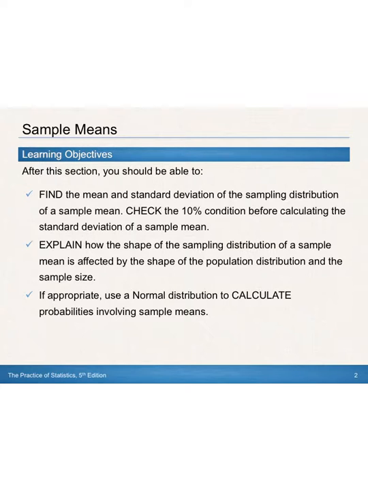So once we figure out what condition needs to be met, we will have the formulas for finding the mean and the standard deviation for the sampling distribution of the sample mean. We'll be able to explain how the shape of the sample mean is affected by both the shape of the population distribution and the sample size n. And then, if appropriate, we're going to use a normal distribution to calculate probabilities the same way that we did with proportions in the previous section.